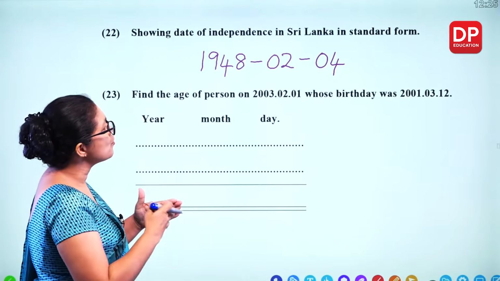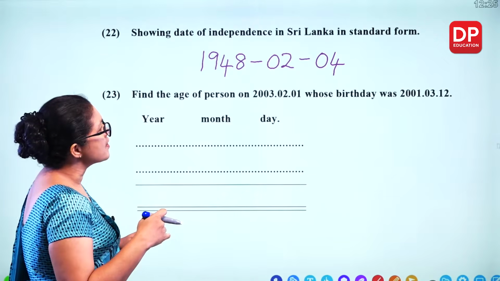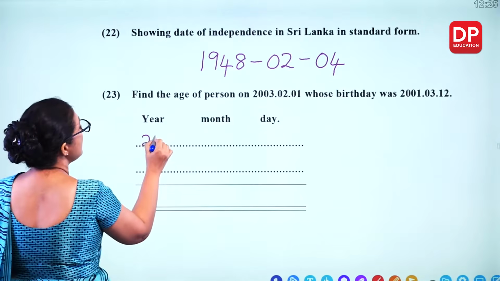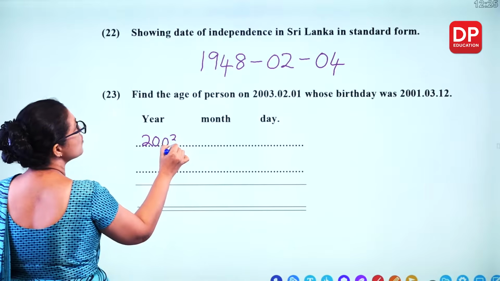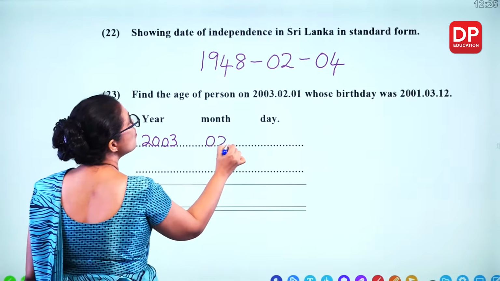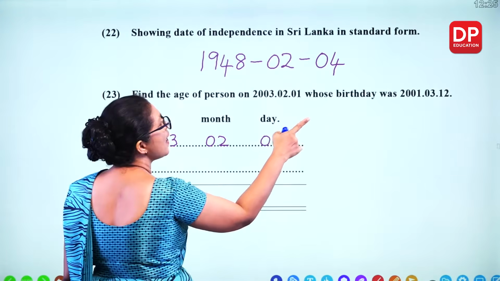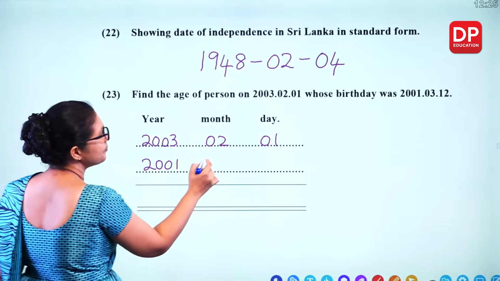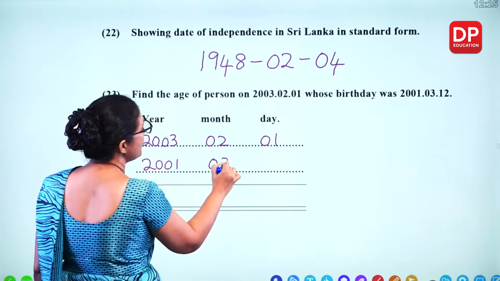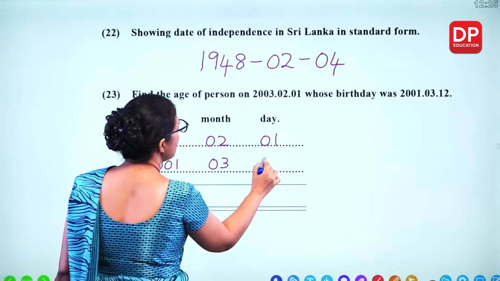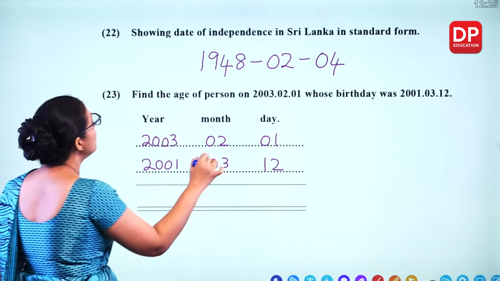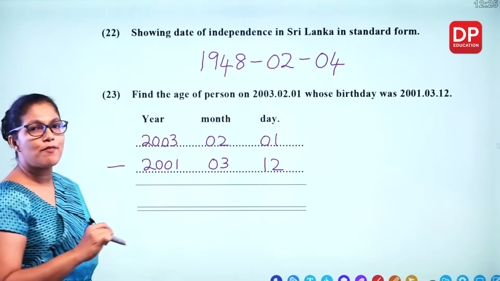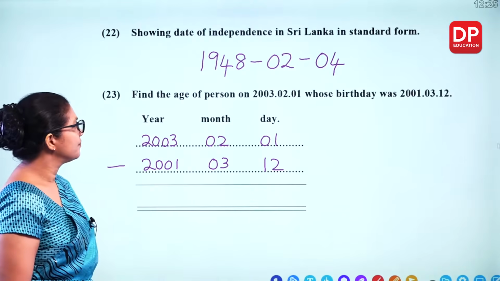Find the age of a person on 2003-2-1 whose birthday was 2001-3-12. So that means we have to take the difference. So this is the latest date. So we write that 2003, 2 and 1. And birthday was 2001, 03 and 12. Now they are asking find the age. So that means we have to take the difference.